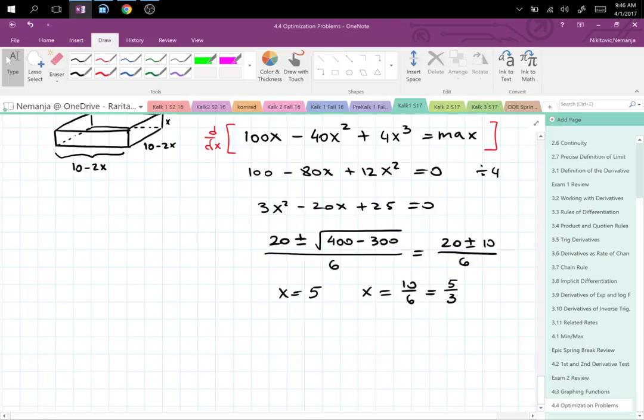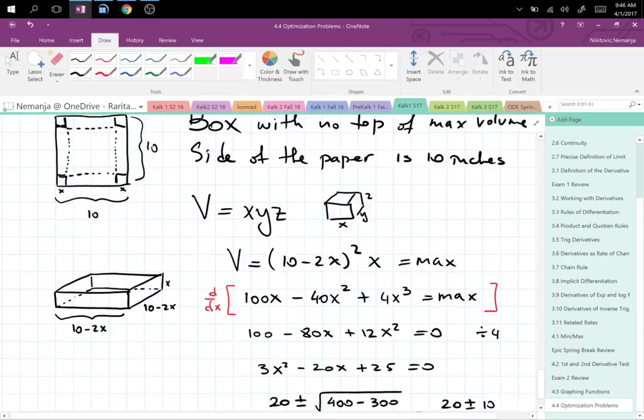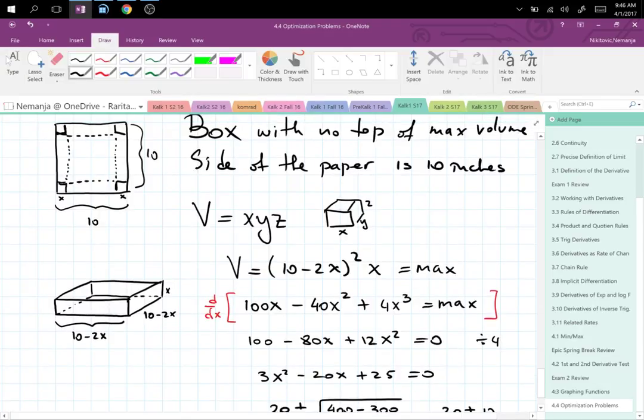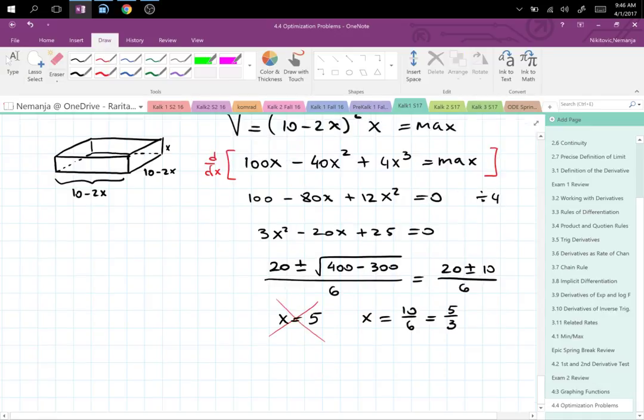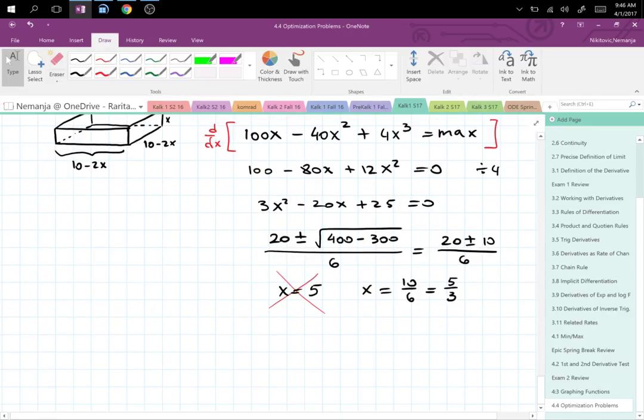All right, so now we have two answers. Which one do we keep? Which one do we throw away? We throw away the 5, yes. Why do we throw away the 5? Because if x is equal to 5 and you cut 5 from the left and you cut 5 from the right, right? You just throw away everything. So we have to throw that one away because it makes no sense. And we keep 5 thirds.